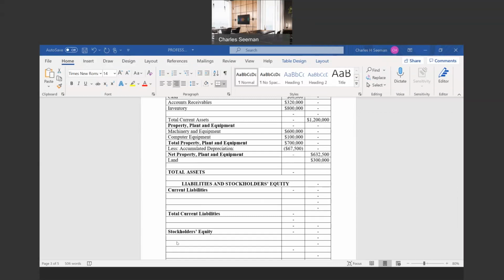So 1,200,000 plus 632,500 plus 300,000 equals 2,132,500. I'm not sure if you saw that or not, so I told you the numbers that I was getting.